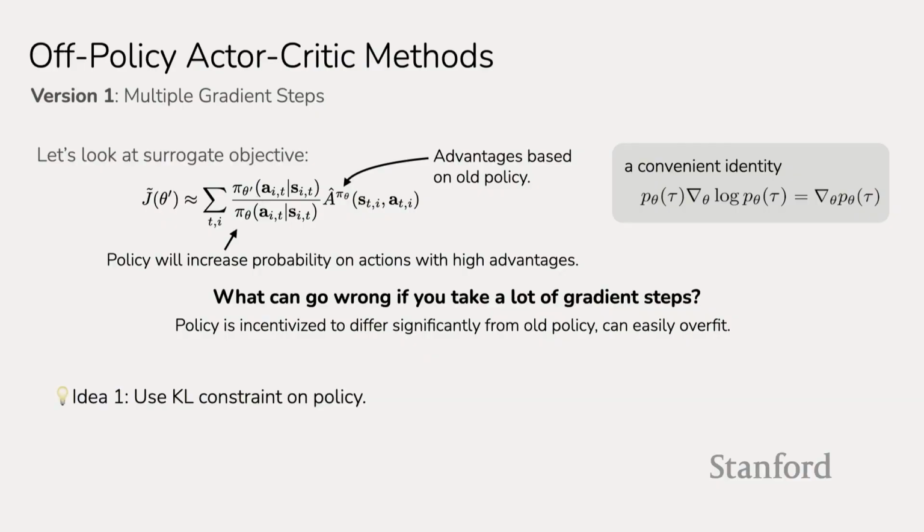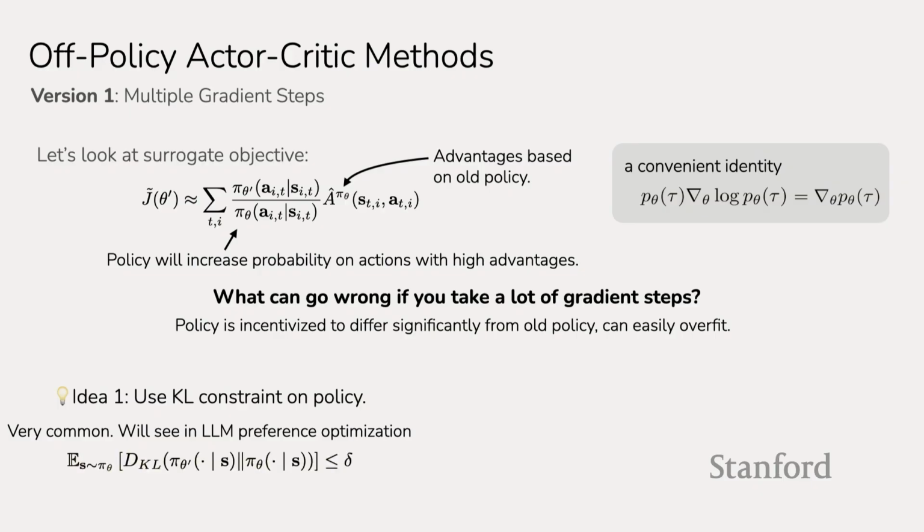Okay. So the first idea is to use a KL constraint. This is actually very common to do. We will leave it at this for now. We actually won't use KL constraints. There is a version of PPO that uses KL constraints, but it's not the most common version. But it's also used a lot in preference optimization, so we'll probably see it again in a couple weeks.